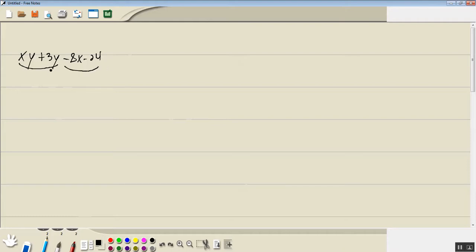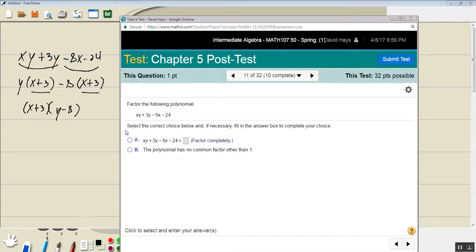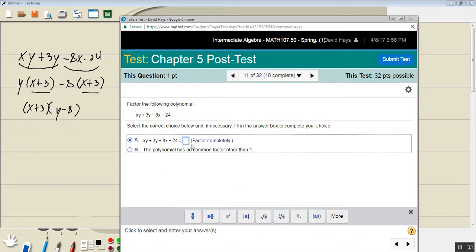Now my first group has a y in common, and that leaves us x plus 3. Second group has a negative 8. They're both divisible by 8, and the first term is negative. And that leaves us x plus 3. Now our goal was to get these parentheses the same, which they are, so I factor out an x plus 3, and then that leaves us y minus 8. So x plus 3, y minus 8.